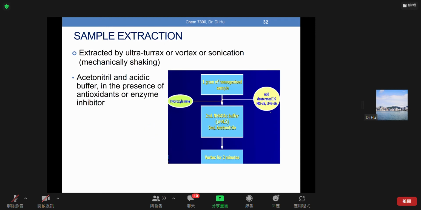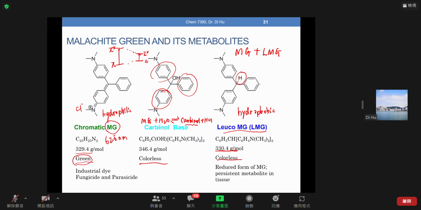Okay, so how can you do a good extraction of both of them? One is hydrophilic, one is hydrophobic, and it's not really that soluble in polar solvent. So what can we do? What can we do? Think about it.